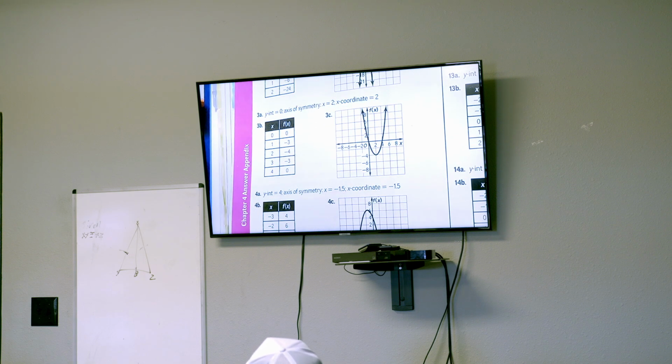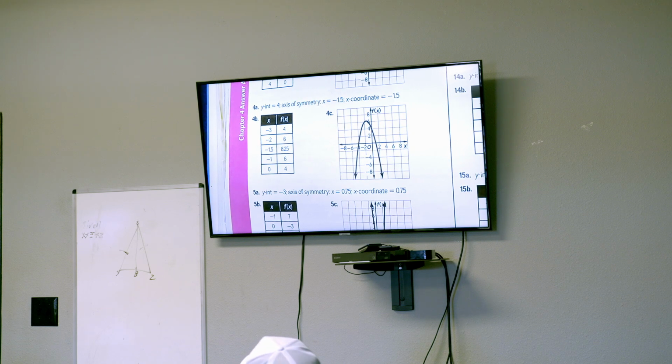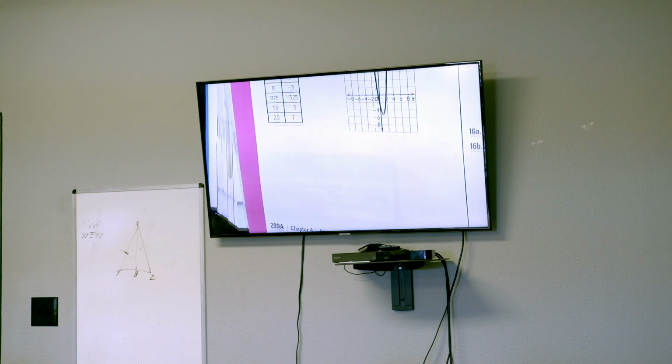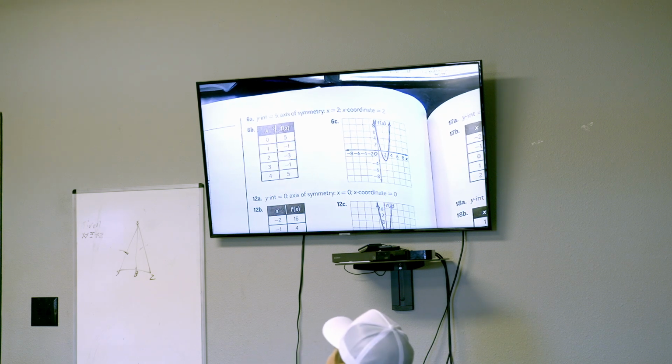Number 4 is that one. This way, that way. Okay, but I used a fraction because that's what you've been making us do forever, and now it's using decimals. So sad. Either one's fine. Number 6 is that one.